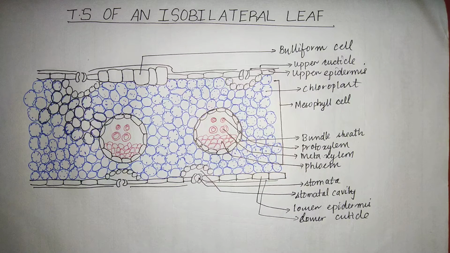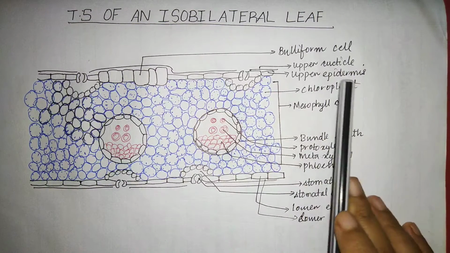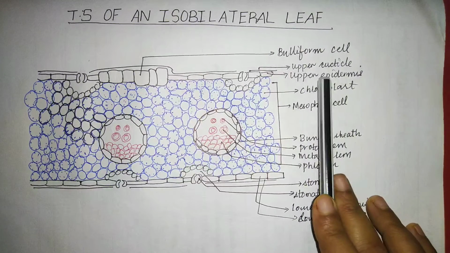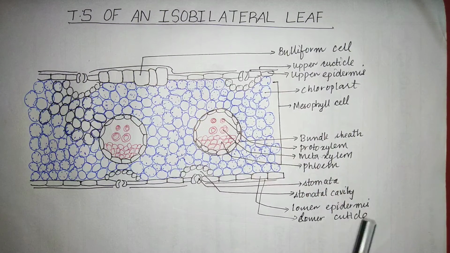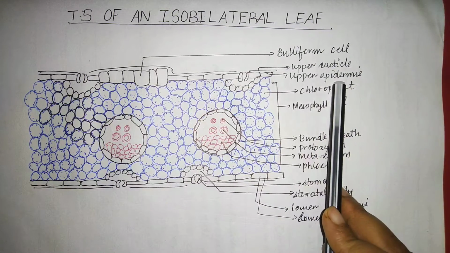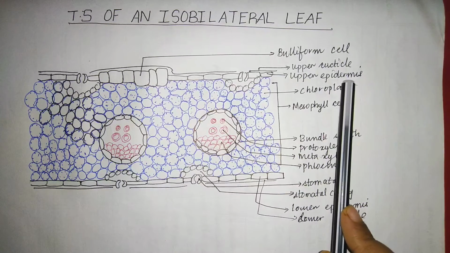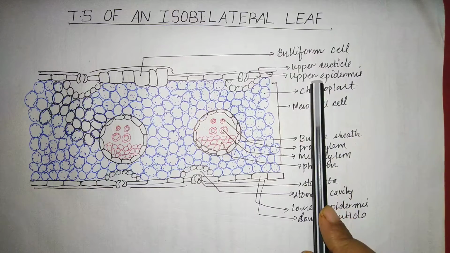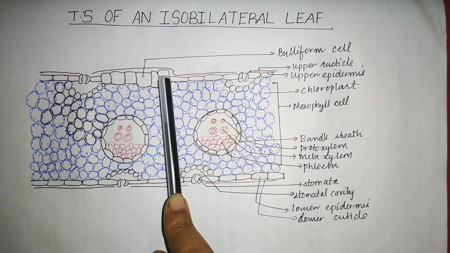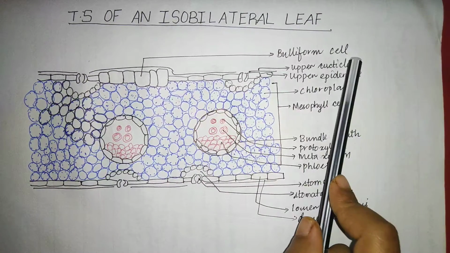It consists of two epidermises, the upper epidermis and the lower epidermis, and each epidermis is covered by a cuticle, like the upper epidermis is covered by the upper cuticle and the lower epidermis is covered by the lower cuticle. Each epidermis is a single layer of flatly arranged cells. But in the upper epidermis, some of the epidermal cells become slightly bigger, thin walled and colorless, known as bulliform cells.